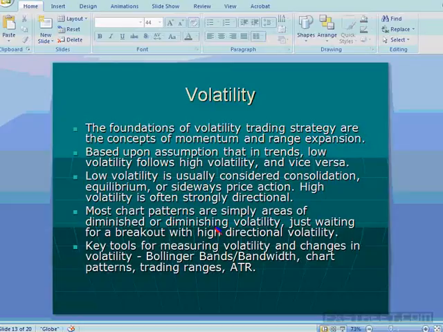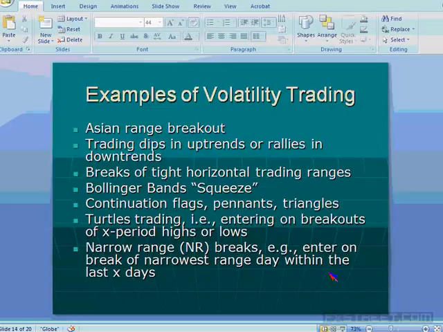And as I mentioned, chart patterns are simply areas of diminished or diminishing volatility, just waiting for a breakout with high directional volatility. Okay, key tools for measuring volatility include Bollinger Bands, chart patterns, trading ranges, etc.